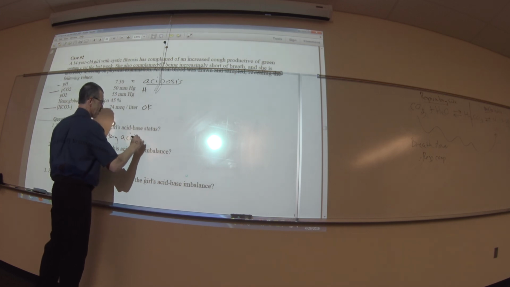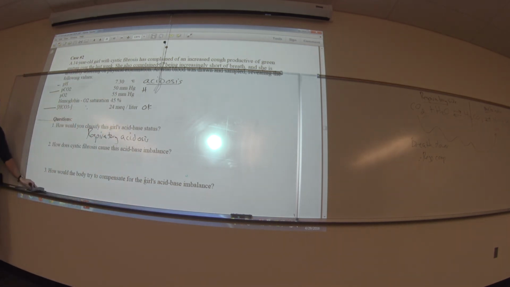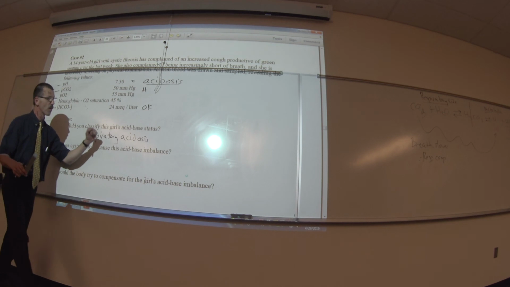The excess CO2 is making her become more acidic. Understand that logic? Find the pH, look at the two other numbers, see which side's wrong. Okay, we're going to skip question 2 for a second. Go right to question 3. How would you compensate for respiratory acidosis?